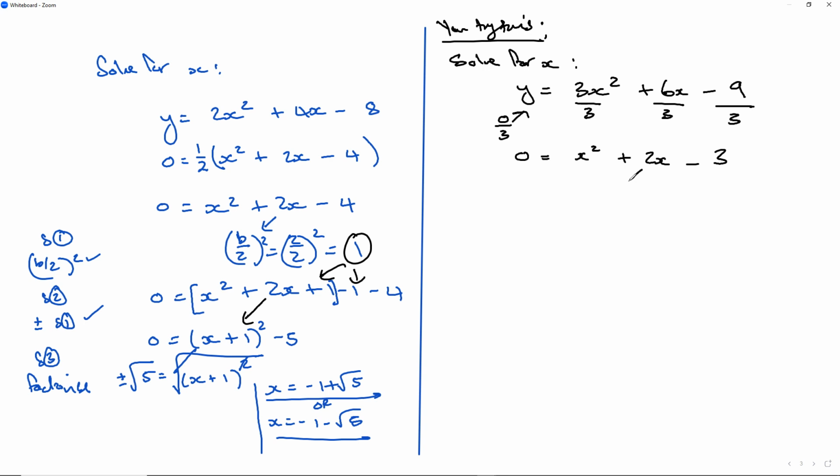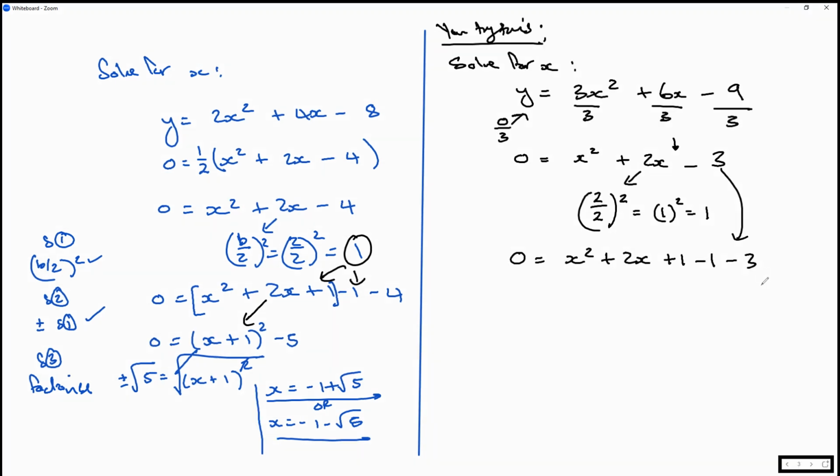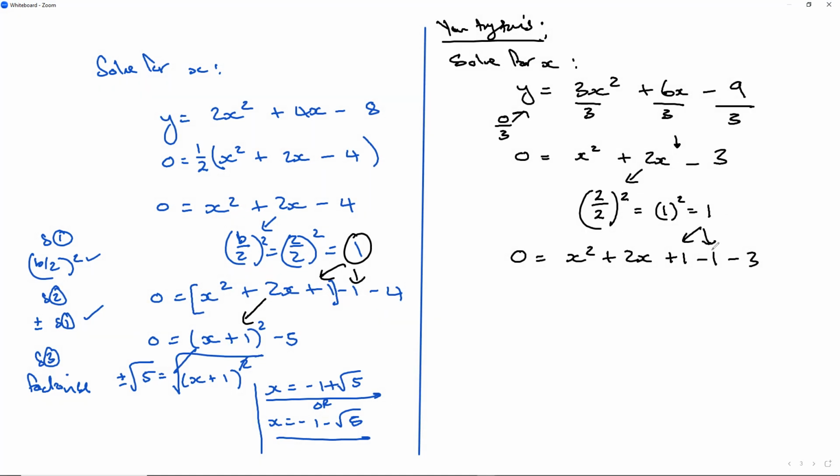Now I'm going to take that b value, which is 2, and divide it by 2, then square it. So it'll become 1 squared, which is equal to 1. And I'm now going to plus and minus it over here. So it's going to end up with 0 equals to x squared plus 2x. Don't forget to plus 1 first, then minus 1 after. Bring the negative 3 back down, that we added and subtracted.